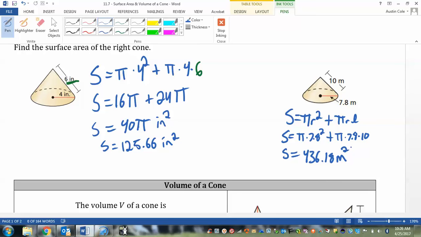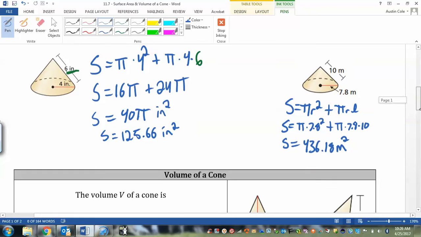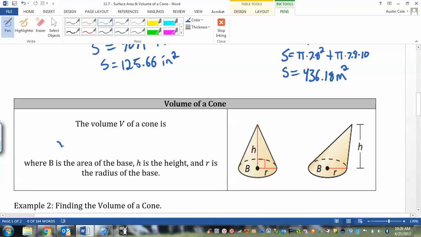Okay, so, volume of a cone. If we think back to the bell ringer there, the difference between a prism and a pyramid was 1/3, right? It was the same formula, just the pyramid was 1/3 of it. So what do you think with the cone? Same thing, just 1/3 of it. So the volume of a cone, V equals 1/3 pi r squared h. This is still volume equals 1/3 area of the base times the height. But we know the area of the base, so we can write it as pi r squared.